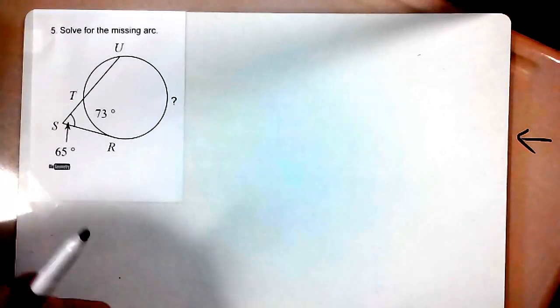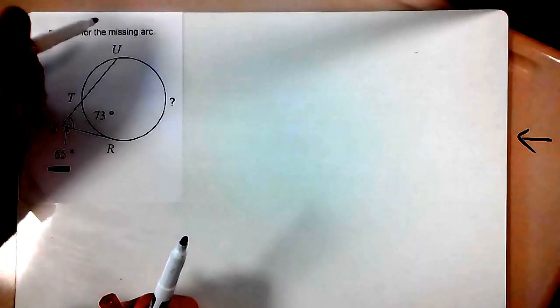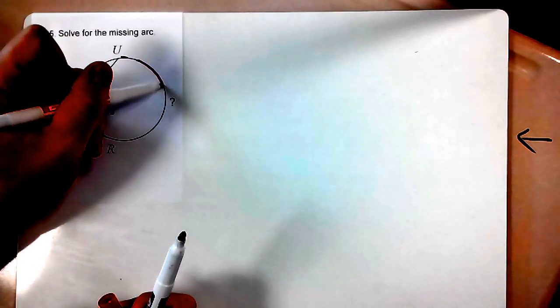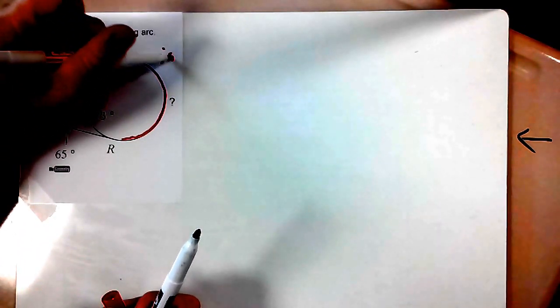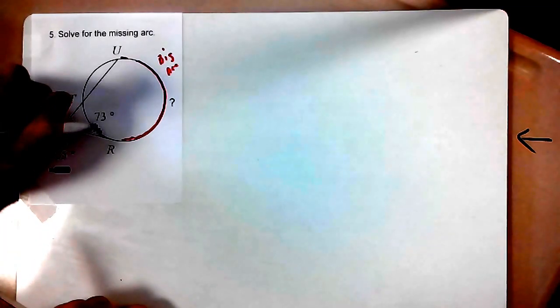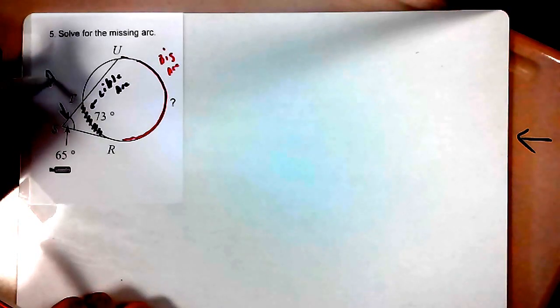All right, here's this one. So this one's solved for the missing arc. I am looking for this part here, and this is the big arc. So here's the big arc. This is the little arc. If you could read that, looks like you can. And this is the angle. All right, now let's solve this problem.